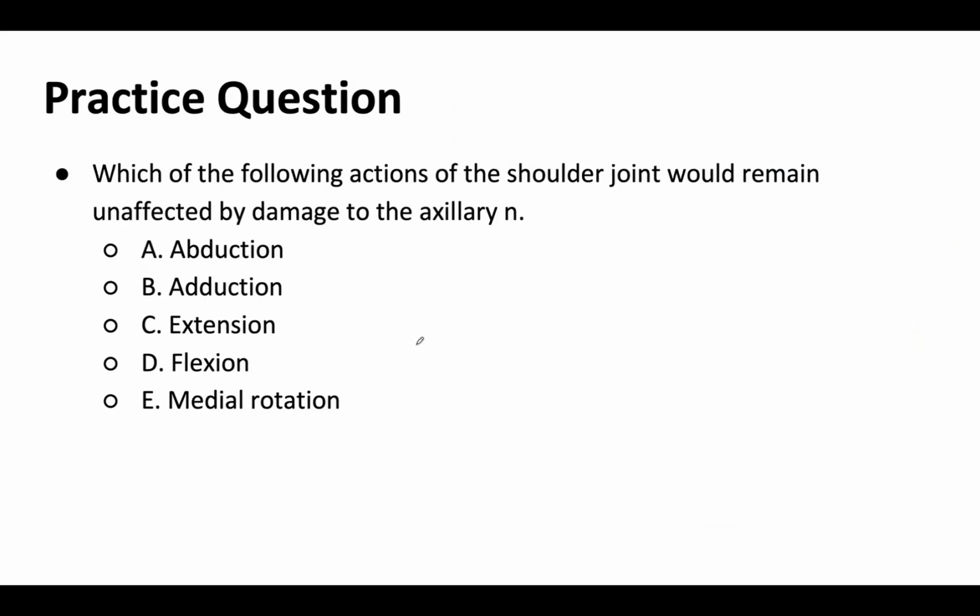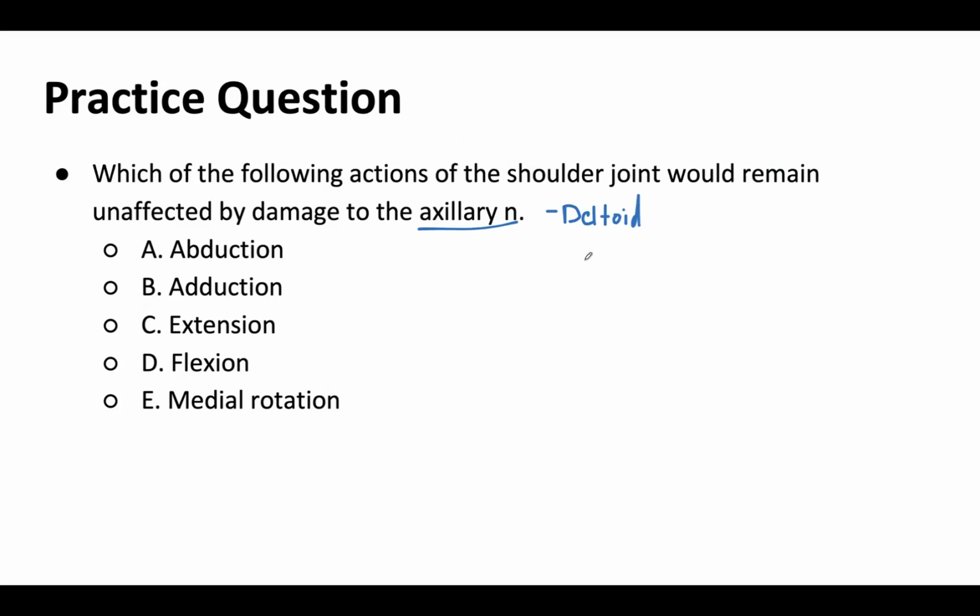All right, practice question time, and this is a good one. Which of the following actions of the shoulder joint would remain unaffected by damage to the axillary nerve? And I will definitely have these second order type questions on the assessments. So how I would tackle this, first you need to know, what does the axillary nerve innervate? What do you think? Well, hopefully you're thinking the deltoid muscle. That would be the correct answer here of the ones that we talked about.